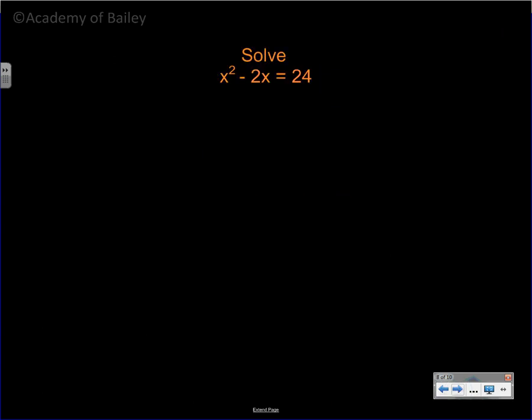This one says equals 24, and we know it's supposed to equal 0. So we'll go ahead and subtract 24 from both sides. x squared minus 2x minus 24 is equal to, and 24 minus 24, that's equal to 0. I want you to go ahead and try and solve this out on your own.